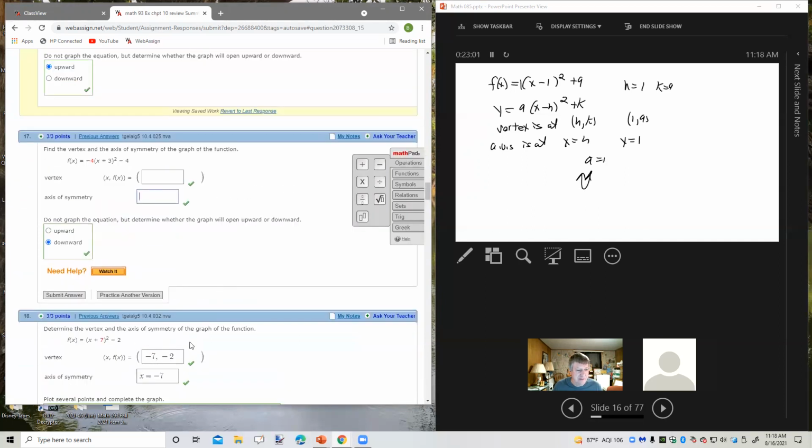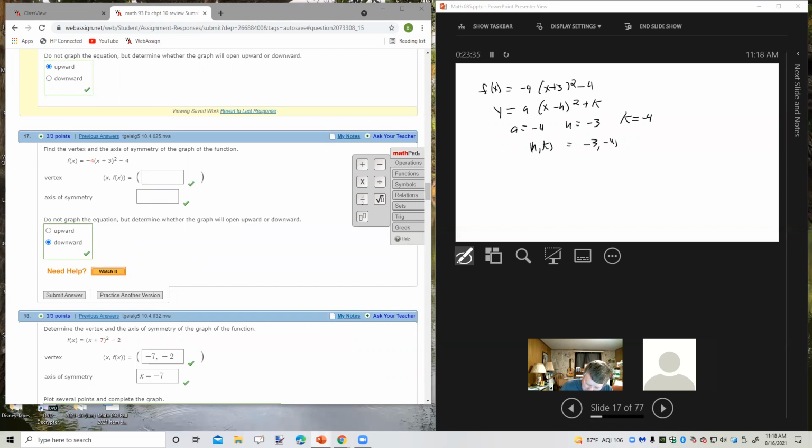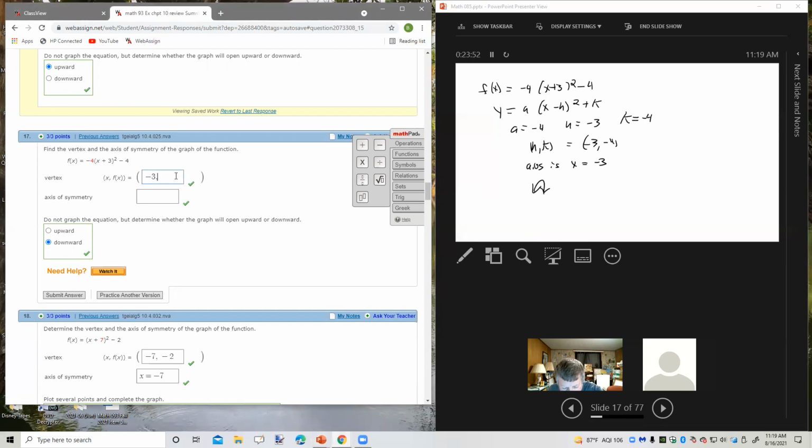All right, let's take a look at this one. Find the vertex and axis of symmetry of the graph of the function. So f of x equals -4 times the quantity x plus 3 squared minus 4. So y equals a times x minus h squared plus k. A is -4, h is -3, k is -4. The vertex h, k is -3, -4. The axis of symmetry is x equals h, and this thing opens downward because a is less than 0. So this is going to be -3, comma, space, -4. This is going to be x equals -3. And it opens downwards.